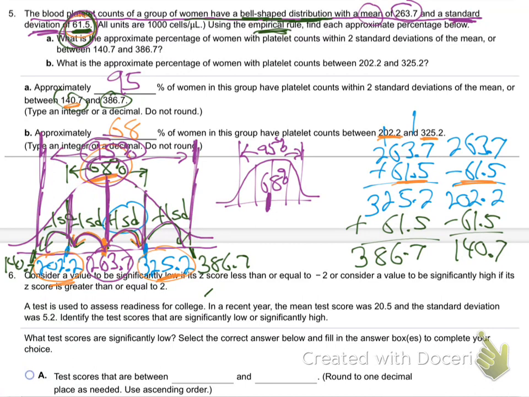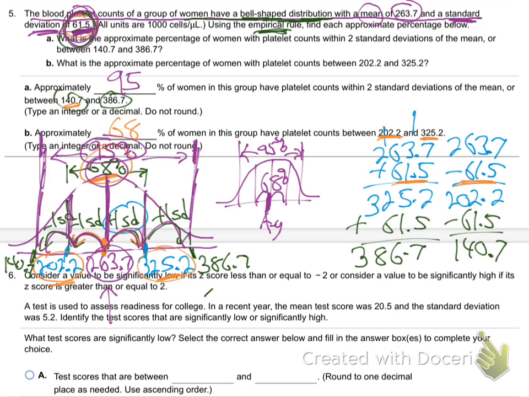Lots of things are normally distributed. Pretty much everything that occurs naturally. So the blood platelet count here, there's an average blood platelet count for women, 263.7. But of course, some have more, some have less than average, and that's the 61.5. That's the standard deviation. Deviation means how far off the middle you are, how far off you are from average. So the standard deviation, the typical deviation or distance from middle, is 61.5 for women's blood platelet counts.